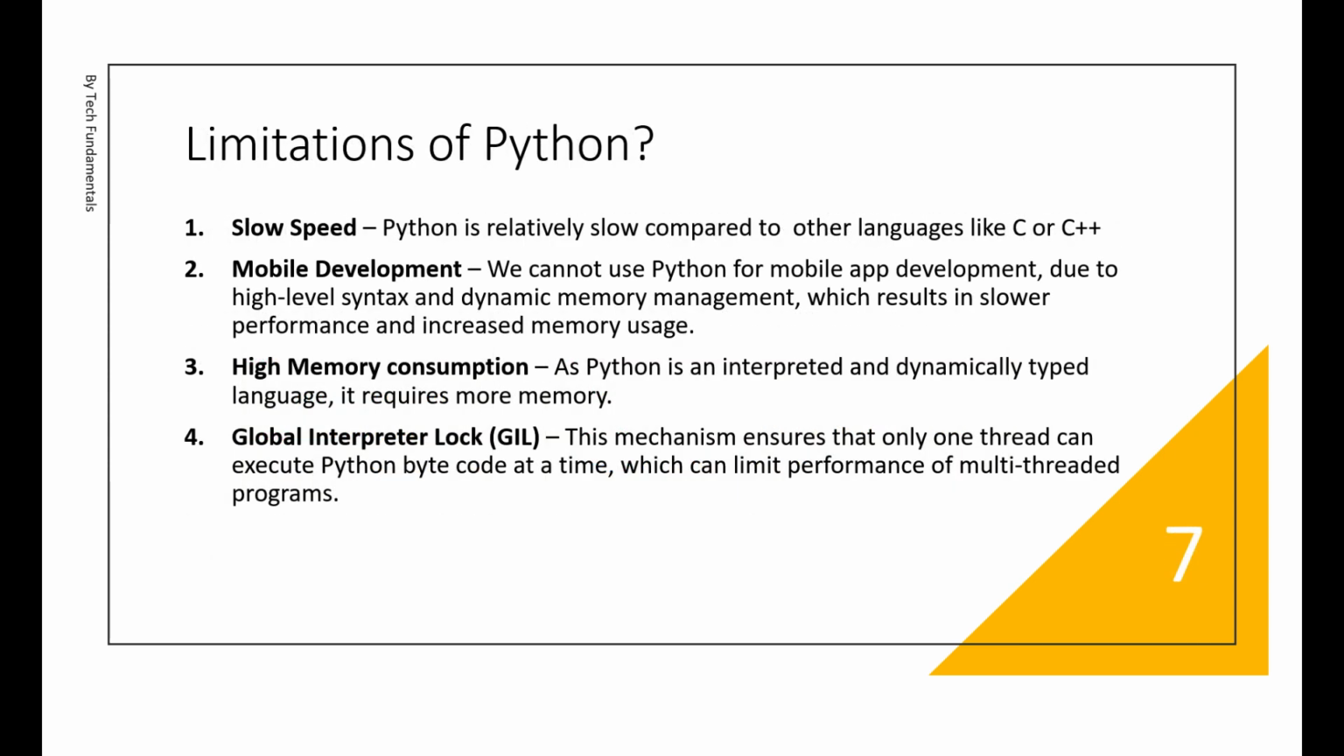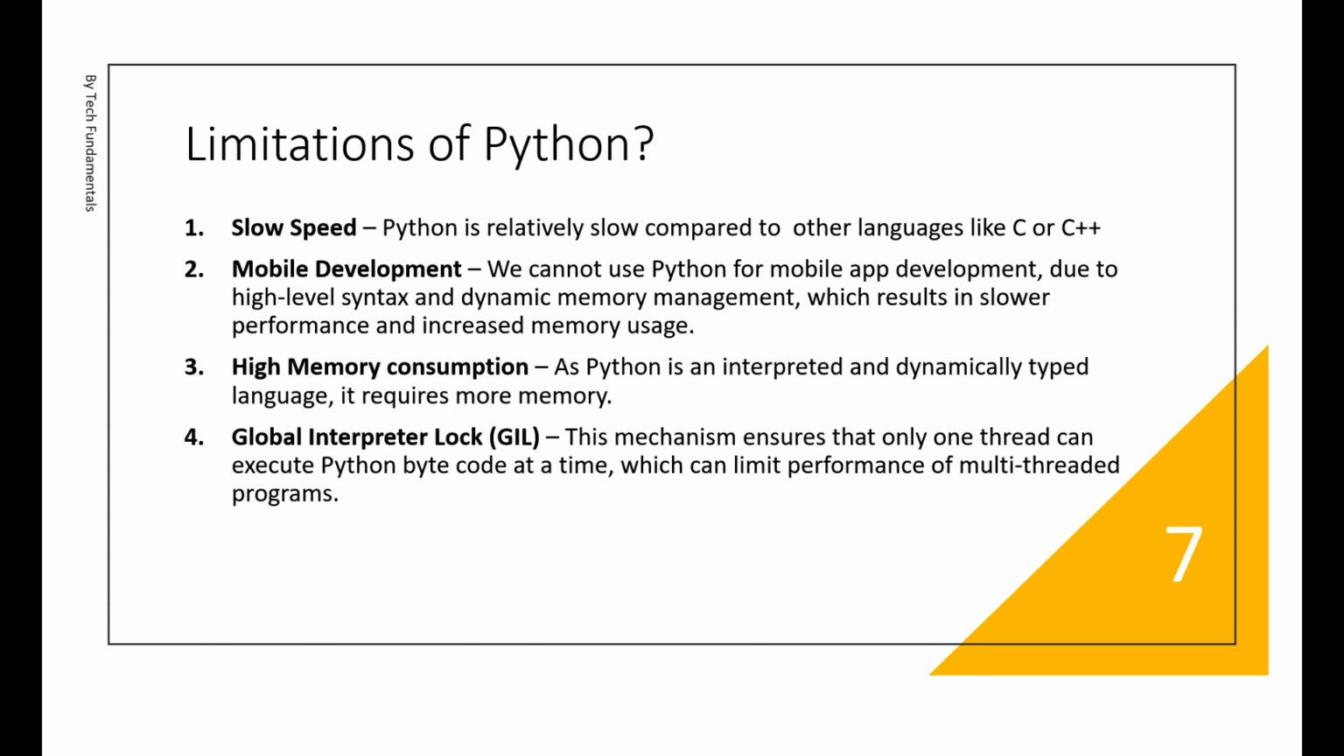Let's talk about limitations of Python. Python is very slow compared to other languages like C or C++ as it is an interpreted language. We cannot use Python for mobile development as mobiles have very limited memory resources, and Python's high-level syntax and dynamic memory management result in slower performance and increased memory usage. And Python has high memory consumption as it is an interpreted and dynamically typed language.